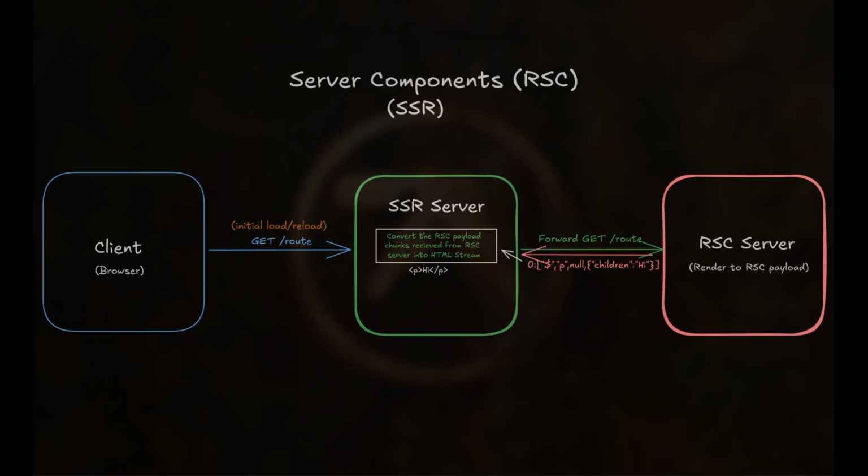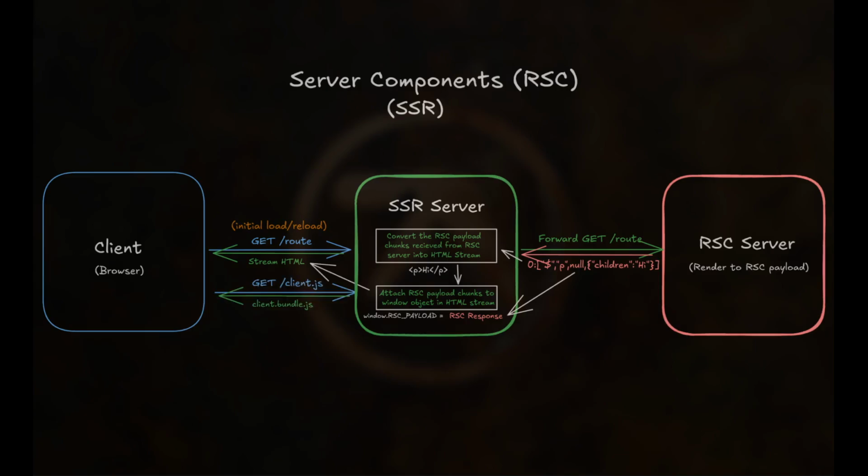Now, we'll attach the same RSC payload chunks to the window object. These chunks will later be used for hydration on the client. In reality, we'll actually have the payload as an array and we'll look into how to handle it in a later video. So we have these two formats of the same component. One is the HTML stream and one is the RSC payload attached to the window object. Now we stream the HTML back to the client from the SSR server. The HTML stream will also contain the client bundle that we need to fetch. So we'll get that next.